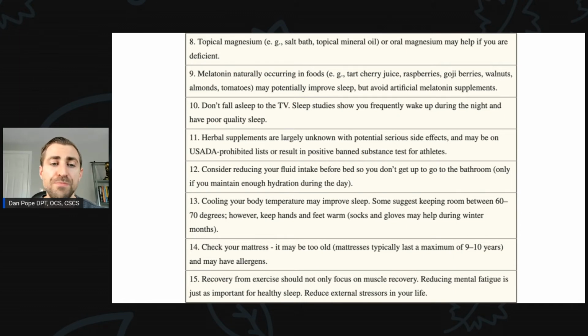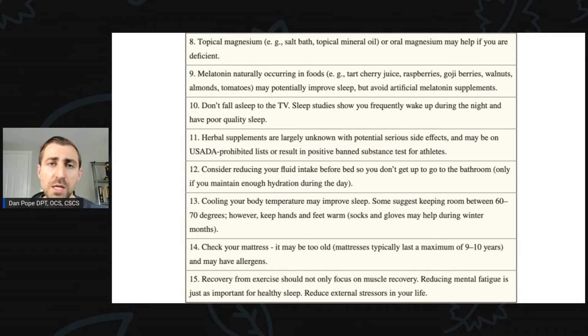Number 13, cooling your body temperature may improve sleep. Some suggest keeping the room between 60 and 70 degrees. However, keep hands and feet warm. So use socks and gloves during winter months if you need to. Okay. As I said before, having enough coolness in your room is important for sleep. If you overdo it with coolness, that can be a problem. And if it's too hot, that's also a problem. So find a happy medium that works well for you and go for that.